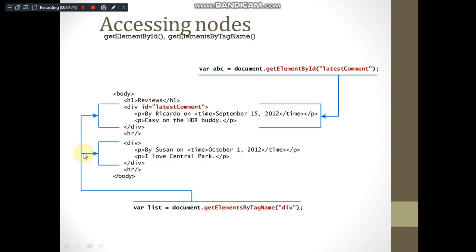So how do you access the elements? For example, you have this particular HTML document. We can access it in two ways. In this particular slide, it is showing you two ways. One is document.getElementById, and the other one is getElementsByTagName.